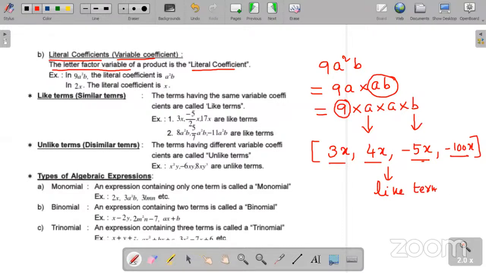Similar terms, also called like terms. For example, 3x and 4y are different, so they are called unlike terms, or otherwise we can say dissimilar terms.